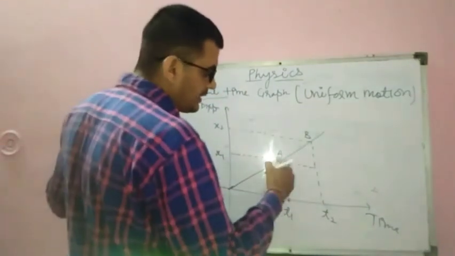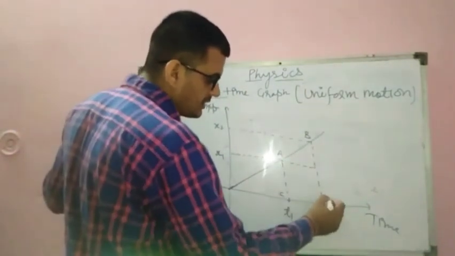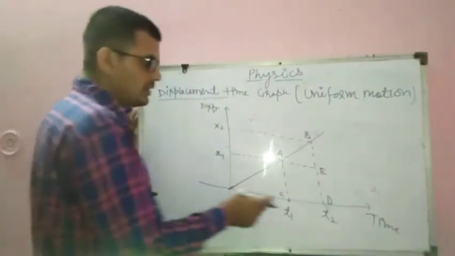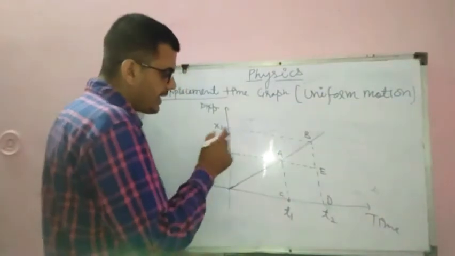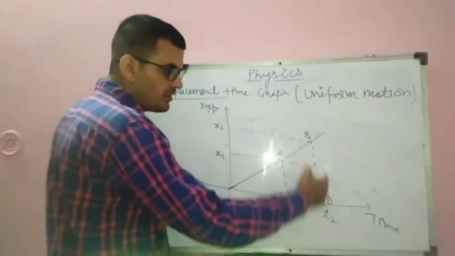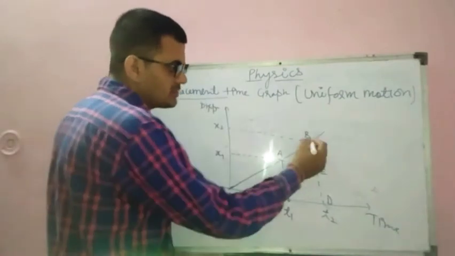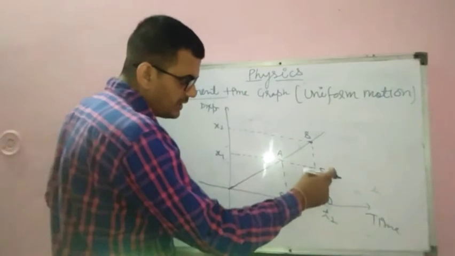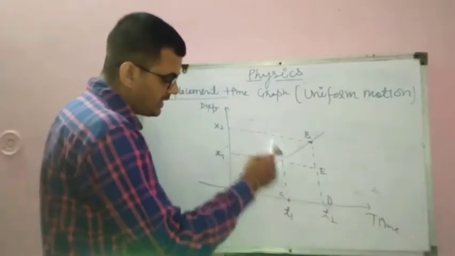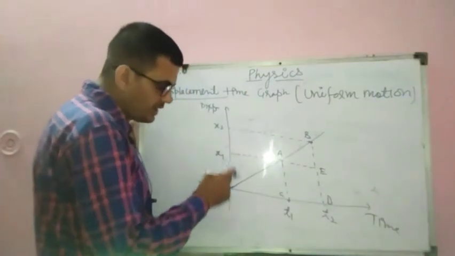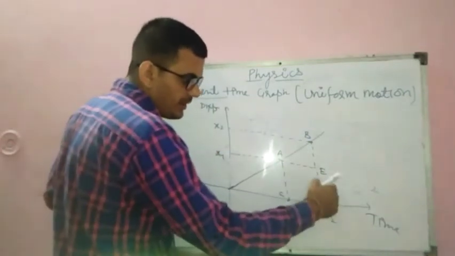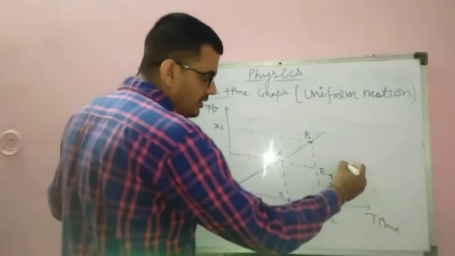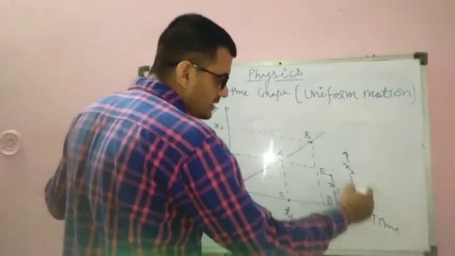Let me label the points C, D, E. Student, as this line is parallel to this line, the value of this will be x2. And ED is parallel to AC and it is parallel to this. So the value of ED will be x1, this one is x1, this one is x2.